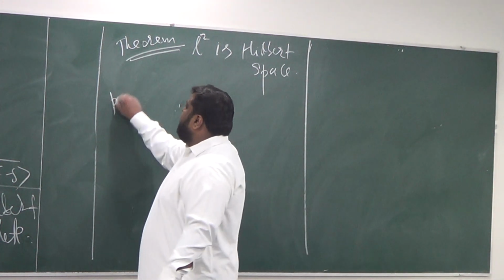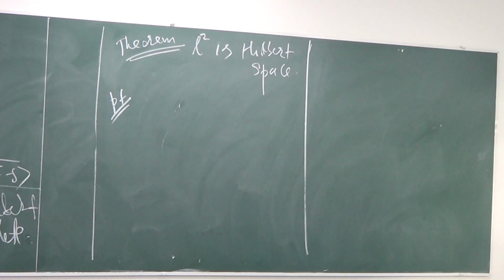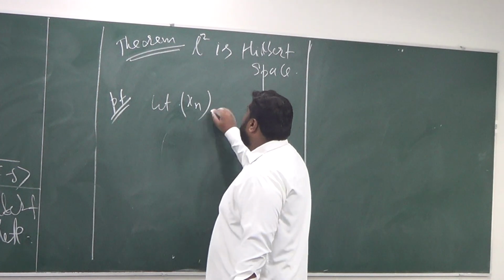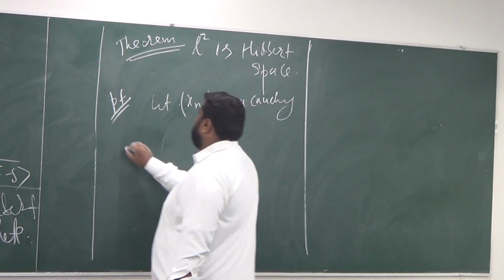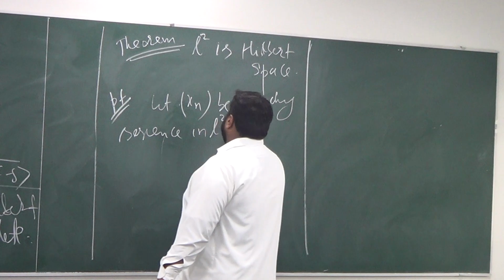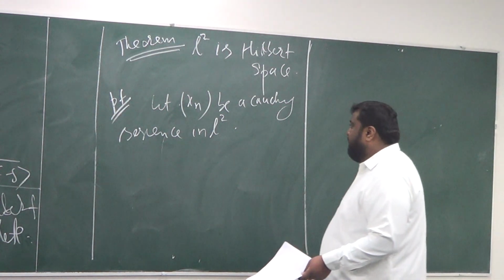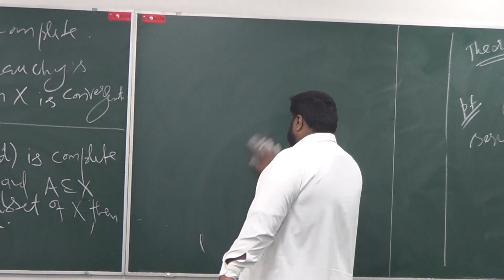How can I prove it? I know that L2 is an inner product space. The only thing that I need to show is that if I take a Cauchy sequence in L2, that Cauchy sequence is convergent. So let x_n be a Cauchy sequence. What we would like to show is that it's convergent. And when I'm saying that x_n is a Cauchy sequence in L2, let me write it explicitly: each element in this sequence is an element in L2.